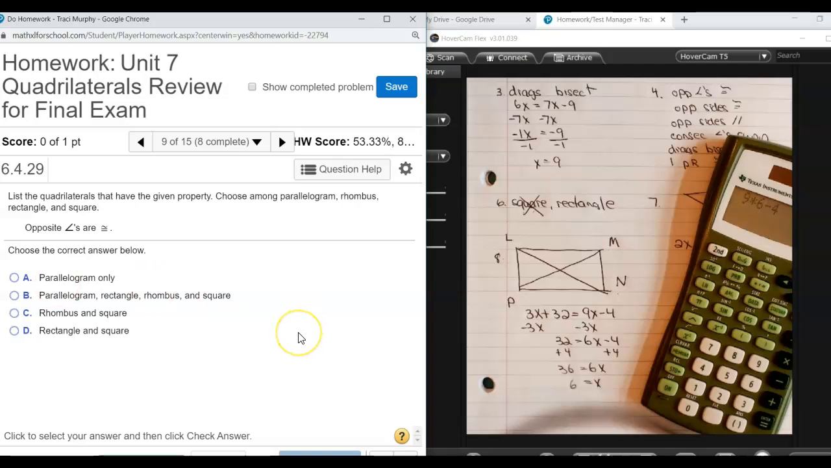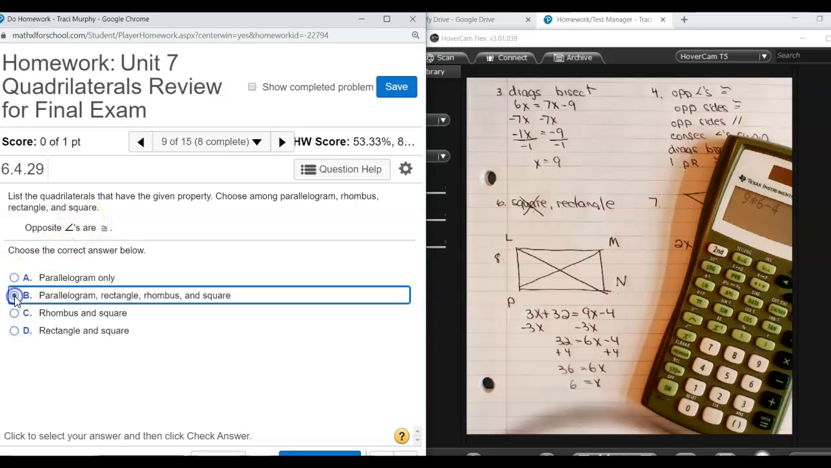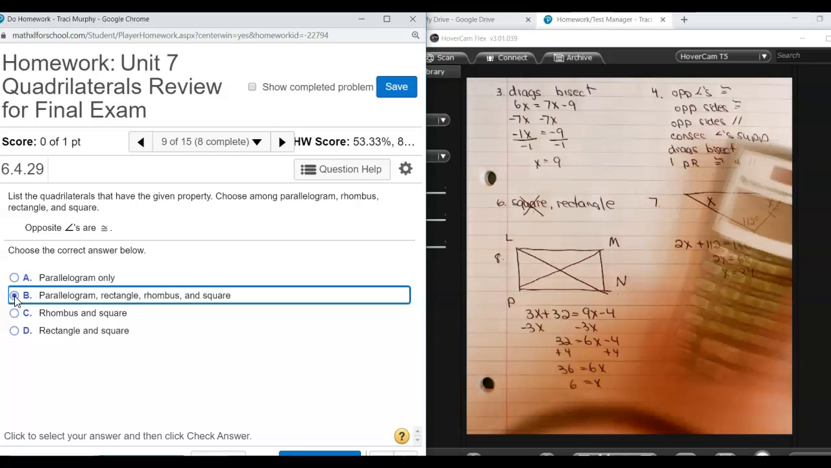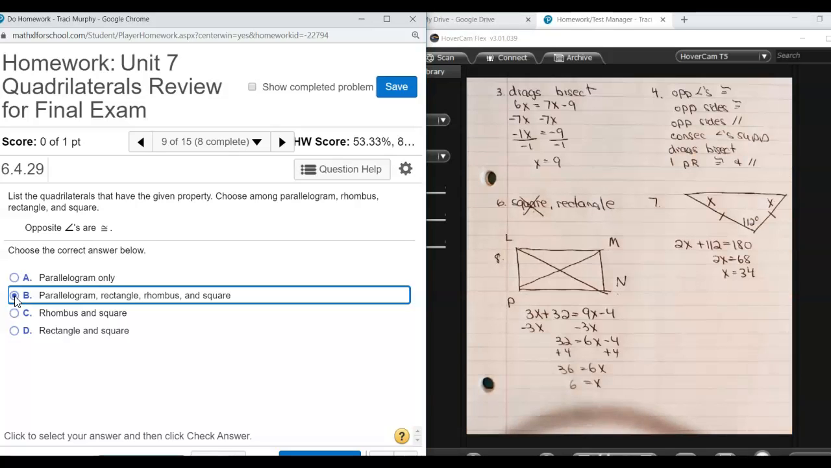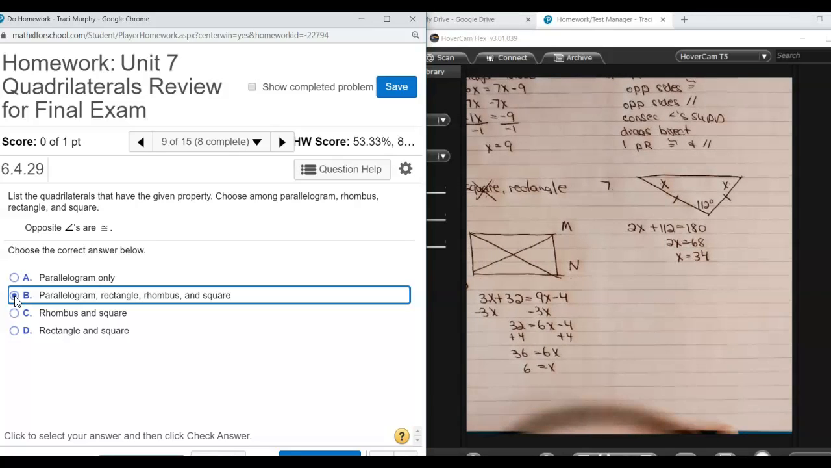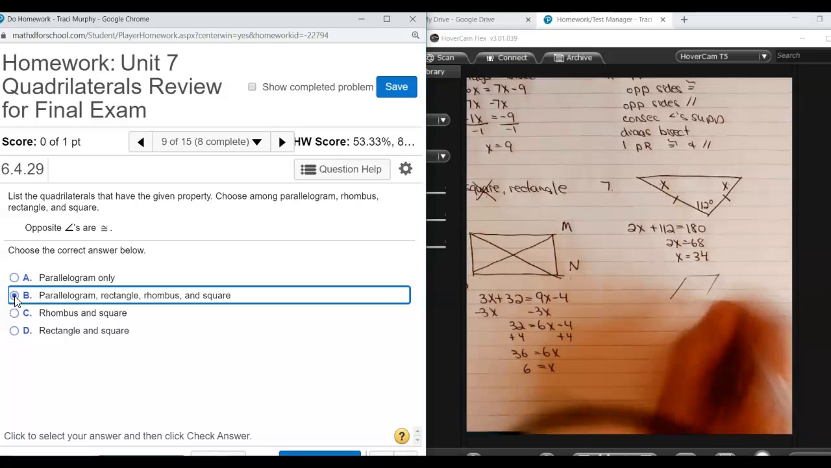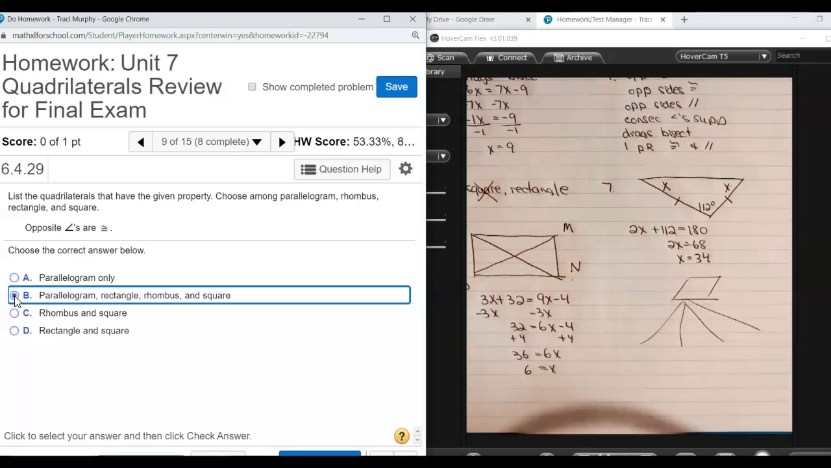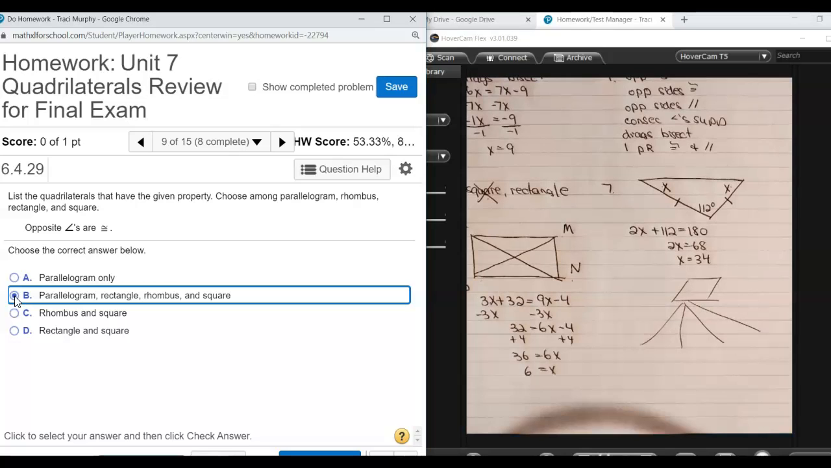Okay, the next one says list the quadrilaterals that have the given property. It says opposite angles are congruent. Well, first of all, opposite angles are congruent in a parallelogram, and all of these other shapes are also parallelograms. So that means that statement is true in every single one of those. And if you think about it, we actually had a diagram. You might look back in your notes with that packet as well. But like we had the parallelogram was up here, and then we had a bunch of shapes off of there, and every single one of those came from that parallelogram.